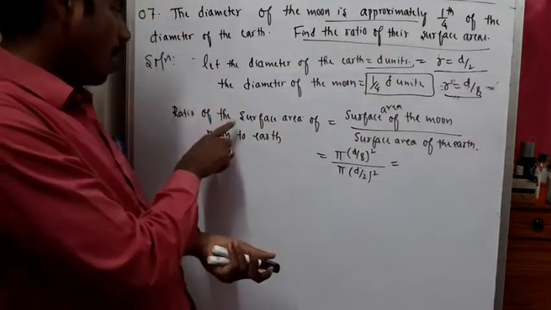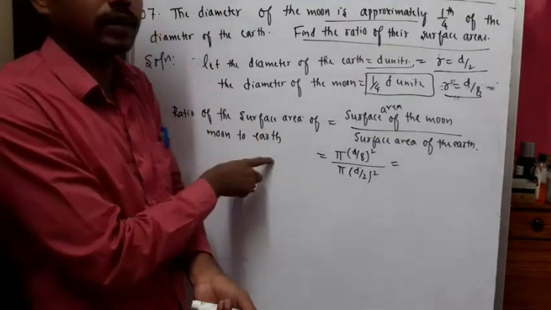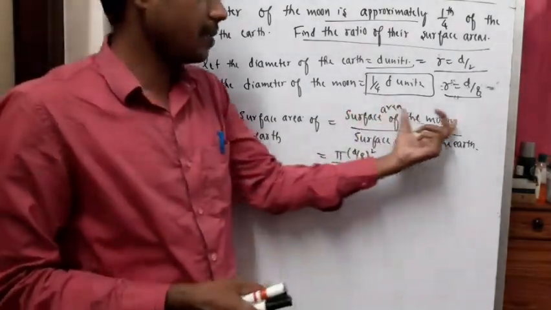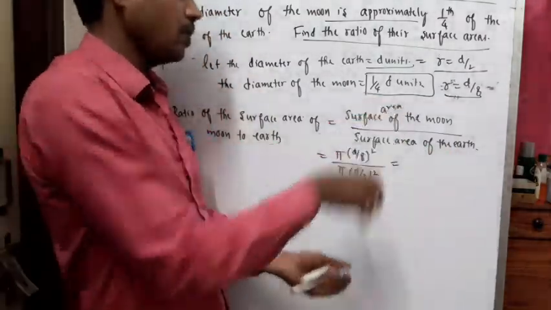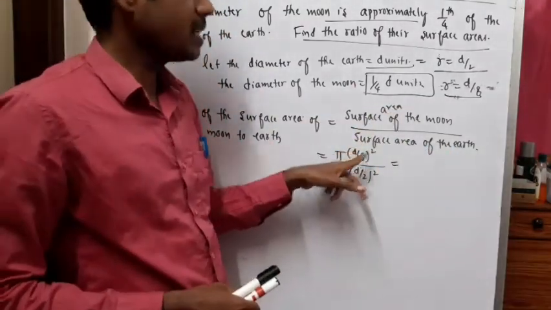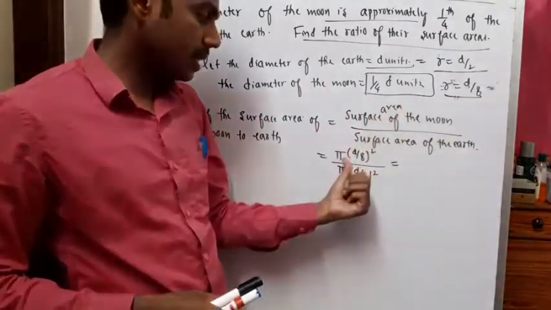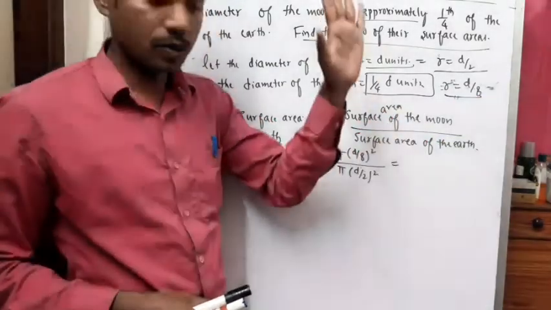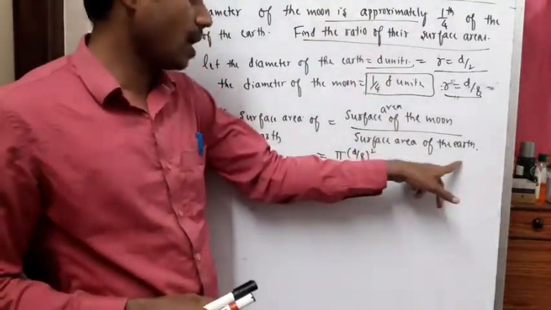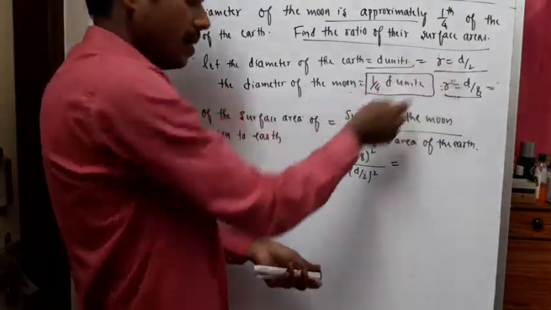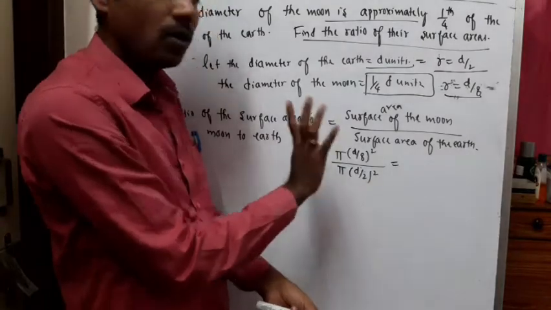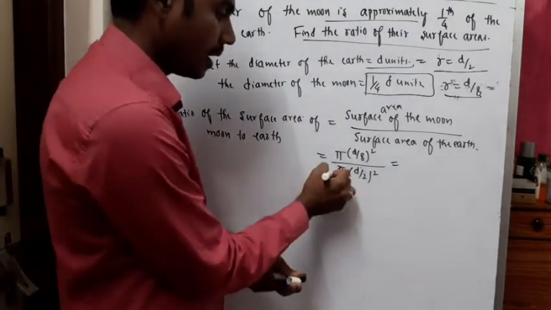Then the ratio of the surface area of the moon to earth. First I need to find the surface area of the moon to the surface area of the earth. Surface area of the moon is equal to pi r square. In place of r, d by 8 is there, so pi into d by 8 whole square. The surface area of the earth is equal to, in place of r, d by 2 is there, that is pi d by 2 whole square. This pi will get cancelled.